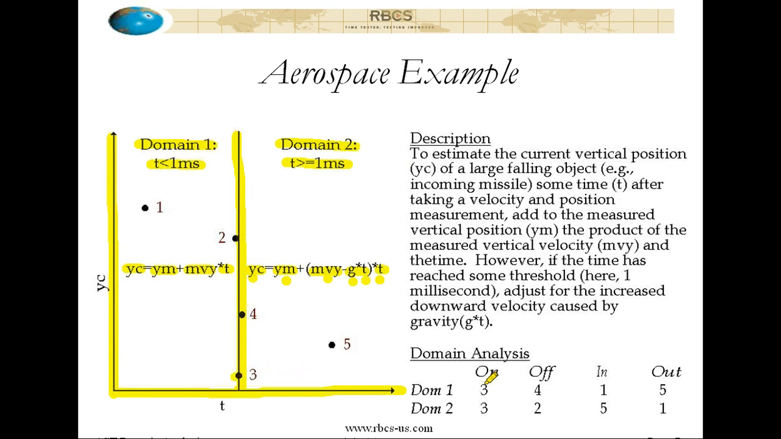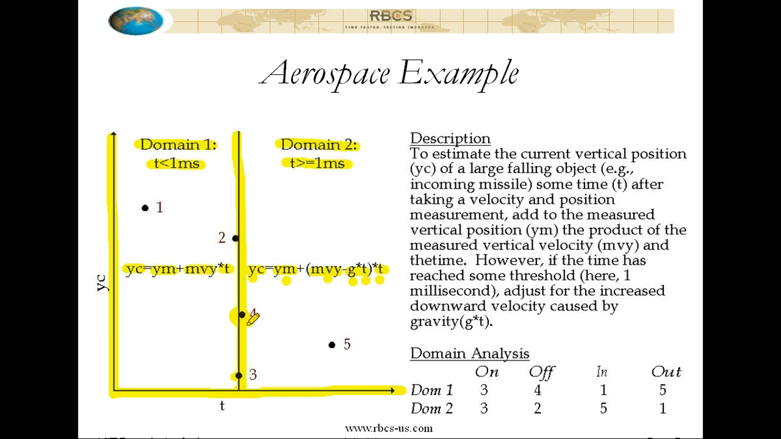All right. Now, I need an off value, which is something that is just off of the domain boundary by the smallest recognizable amount, and it is outside of domain 1. So let's say the smallest recognizable amount, the precision of the measurement of the velocity, is accurate to within a microsecond. So we say 1.001 milliseconds. That's where 4 is, let's say.